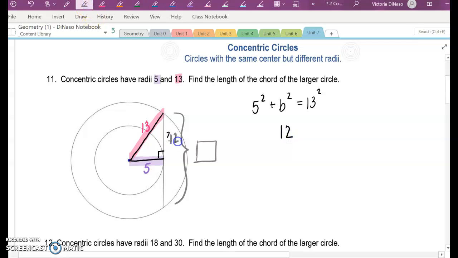However, 12 is not my final answer. We're going to have to double the 12 to find the length of a chord, just like we were doing yesterday. So my final answer is 12, 12 right here. My final answer is 24.